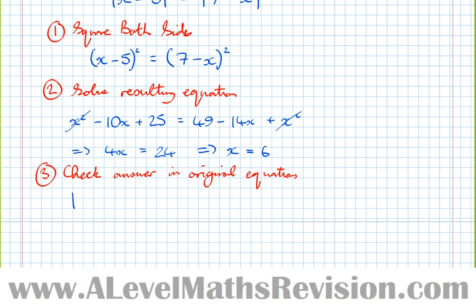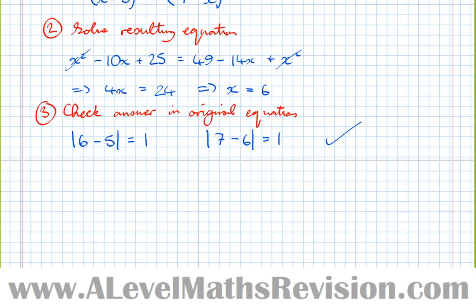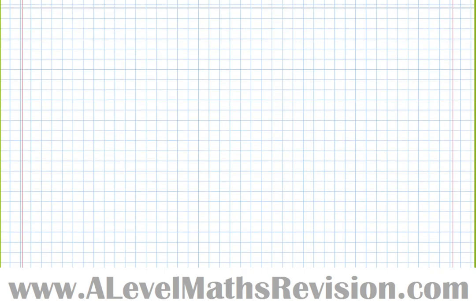So, the modulus of 6 minus 5 equals 1. The modulus of 7 minus 6 also equals 1, so we're done. But it's so important that you do this last bit, check the answer in the original equation. And as I say, the reason why, I'll illustrate it now.